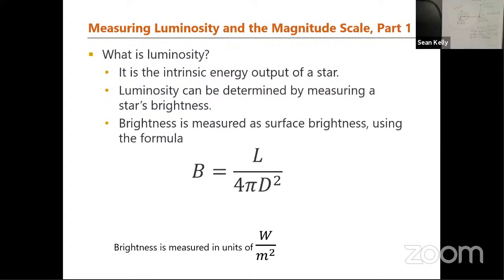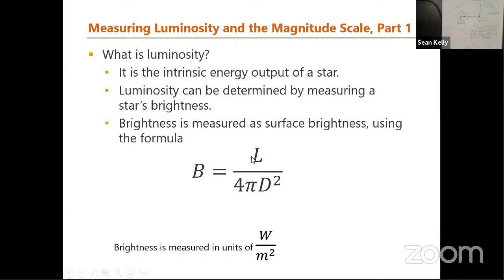Luminosity. It is the intrinsic energy output of a star per second. Luminosity can be determined by measuring a star's brightness. So what is brightness? Brightness actually means the intensity of the light. And here's a formula, you could write it down. We've written it down before, so I just want to remind you what it means.